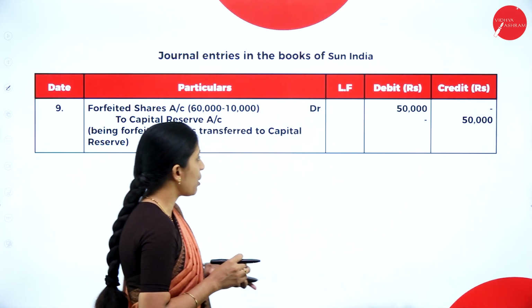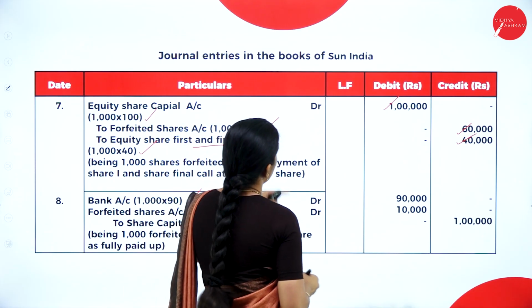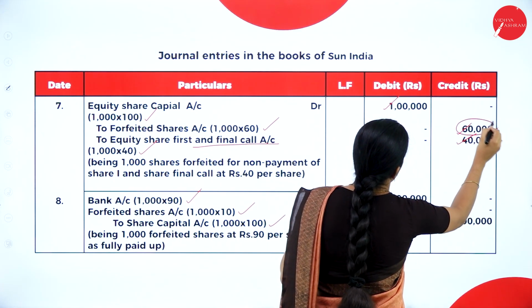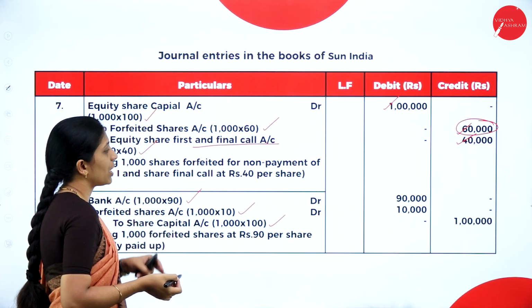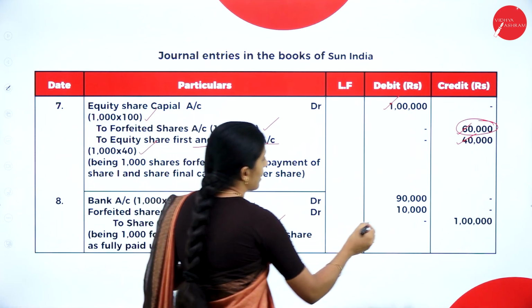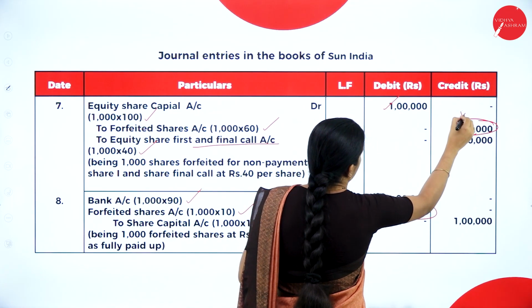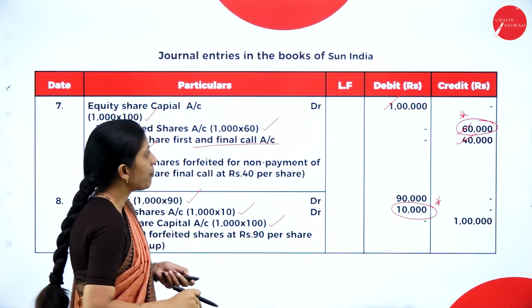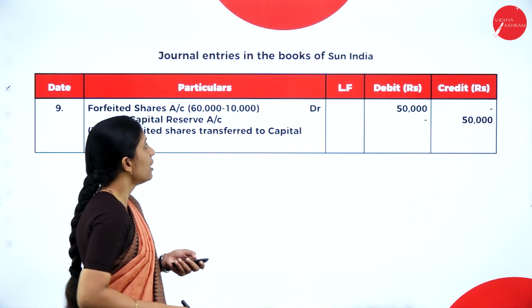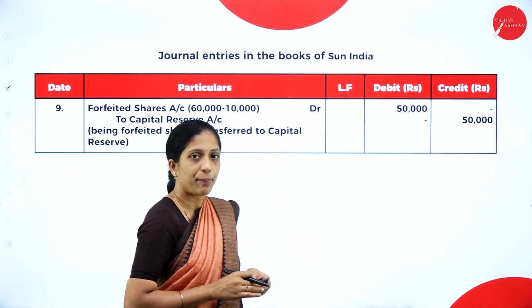Now how do you put the amount here? Now see your 7th and 8th entry. In your forfeited shares account, what is the amount you have in your credit side? 60,000. Coming to your 8th entry, in your forfeited shares account, the amount in the debit side is 10,000. So 60,000 minus this 10,000, that will be transferred to capital reserve. That is 50,000.